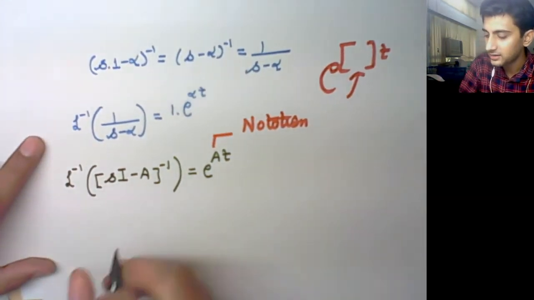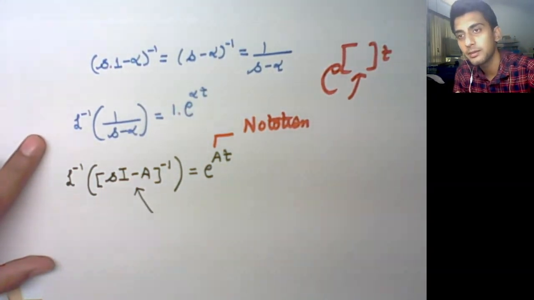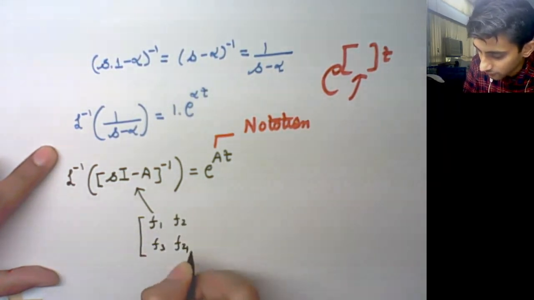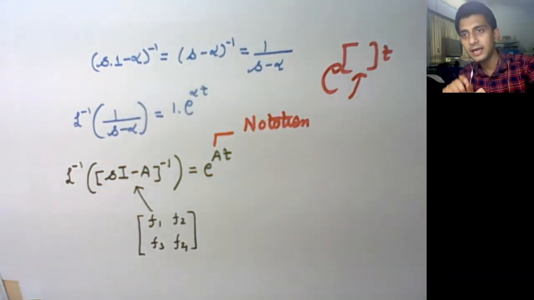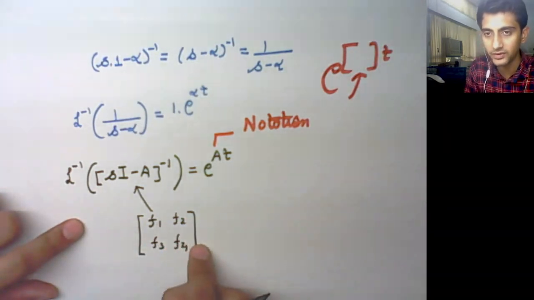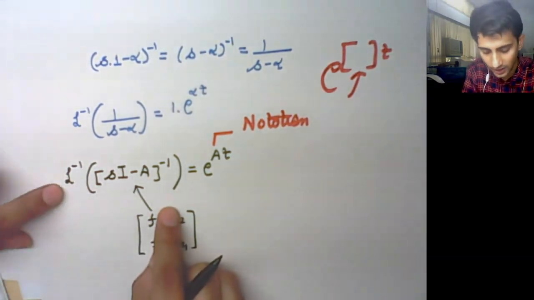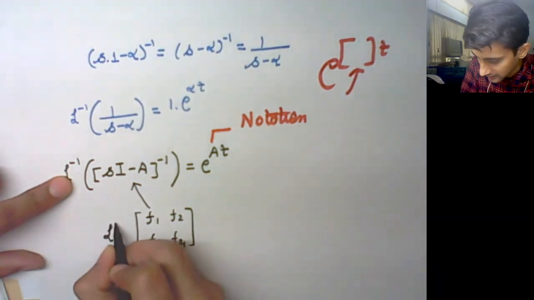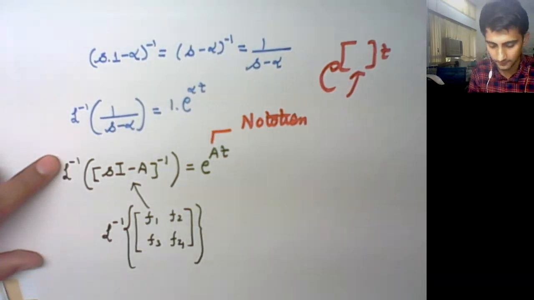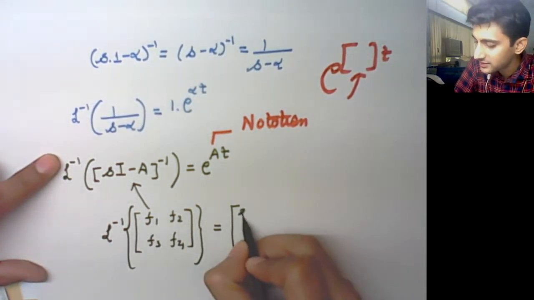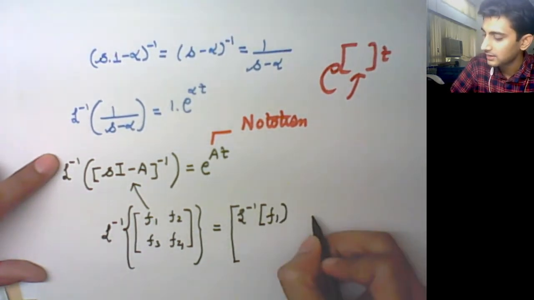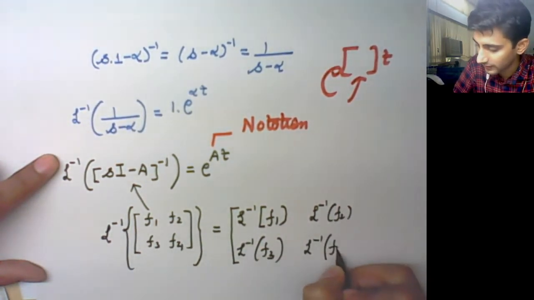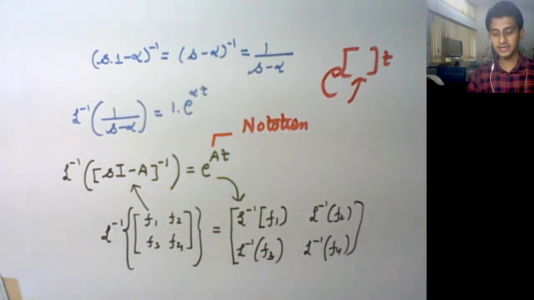As of now, I can say that our (SI minus A) inverse will be a square type of matrix. So let us say this was a matrix of this type, having F1, F2, F3, F4. Okay. So after solving SI minus A and taking the inverse of it, we got a matrix F1, F2, F3, F4, all our functions in S. And now you are taking Laplace inverse of it. So what you are actually doing is taking Laplace inverse of F1, Laplace inverse of F2, Laplace inverse of F3, Laplace inverse of F4. And this is what it means, taking Laplace inverse.